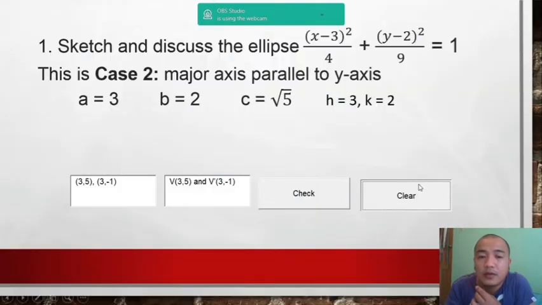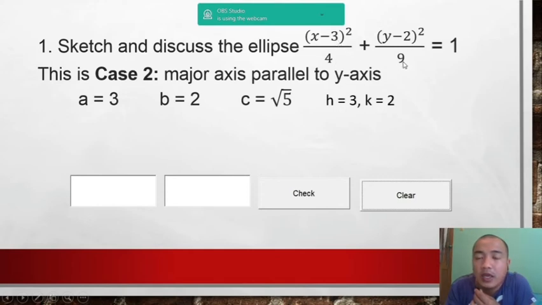Sorry for that. So, sketch and discuss the ellipse (x minus 3) squared over 4 plus (y minus 2) squared over 9 equals 1. So, this is case 2 because the denominator of y is bigger. From the equation, we can identify the center, which is (3, 2). h is 3, k is 2.